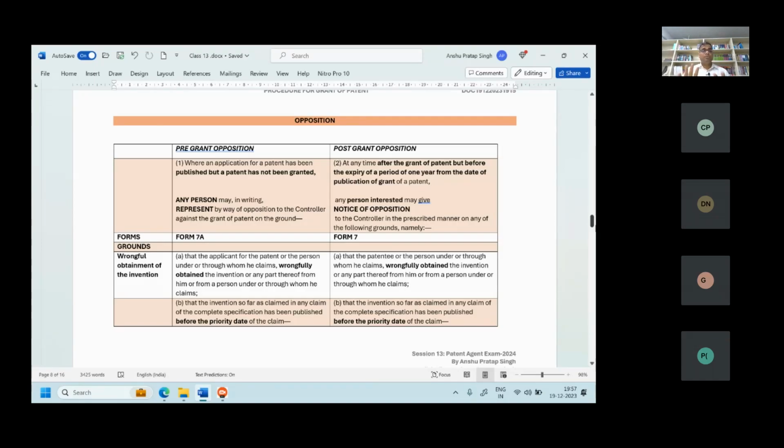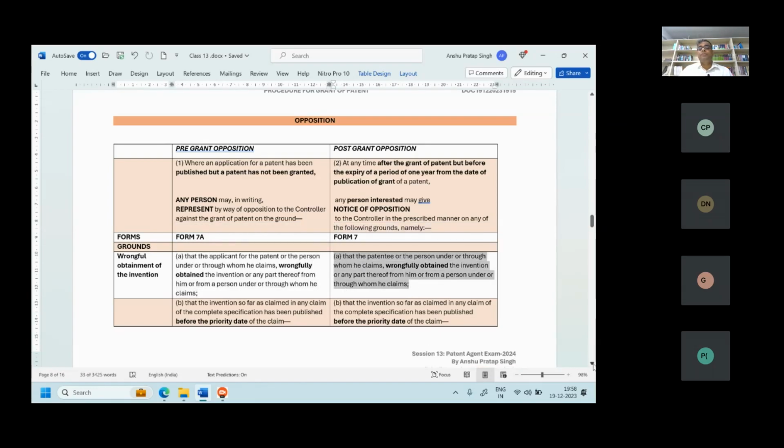Now, grounds are what? First is the wrongful obtainment of the invention. What is wrongful obtainment? Wrongful obtainment is that you didn't have a right and you have applied. That is wrongfully obtained. Wrongfully obtained invention and wrongfully obtained patent. So if you have been granted a patent, then you have wrongfully obtained the patent. Otherwise, it's wrongfully obtained. You didn't have a right to apply and you have applied. That's the wrongful obtainment of the invention. So this is the first ground from where it starts.